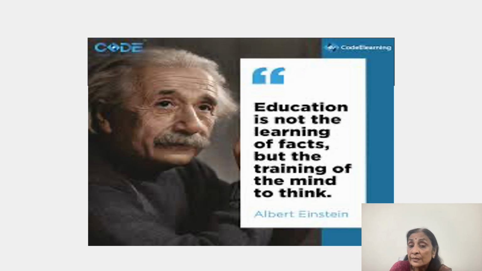Now let's think what Einstein said so many years ago. Education is not learning facts, but the training of mind to think. And these knowledge networks help us think.